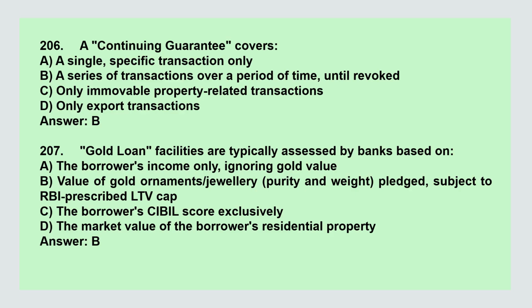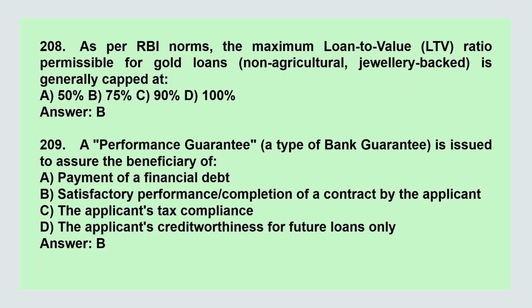Gold loan facilities are typically assessed by banks based on answer B: value of gold ornaments, jewelry, purity rate placed, subject to RBI prescribed LTV cap. As per RBI norms, the maximum loan to value ratio permissible for gold loans, non-agricultural jewelry, is generally capped at answer B: 75%. A performance guarantee, a type of bank guarantee, is issued to assure the beneficiary of answer B: satisfactory performance, completion of contract by applicant.